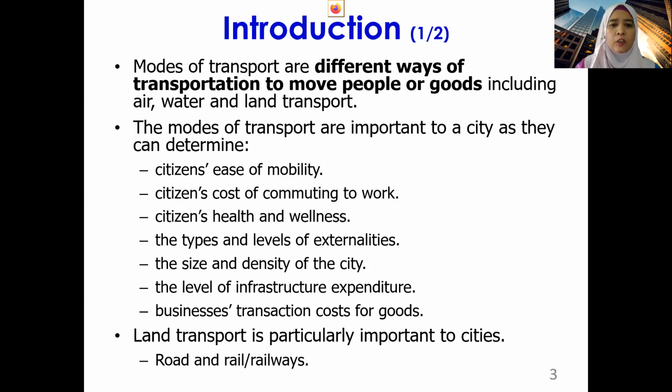Now, the next one, businesses' transaction costs for goods. Of course, the type of transport available in the city will determine the transaction cost for the businesses. If there is a good road network, for instance, that will mean for their commercial vehicles, for the containers, for the large trucks, it will be easy to transport their goods to another place. So maybe that will lower the cost of transportation. Even more so if there's a rail service. Rail service means that they can transfer the goods in bulk, so that means lower transaction cost for them. So it depends on the mode of transportation. And land transport is particularly important to cities, whereby we depend on road and rail or railways.